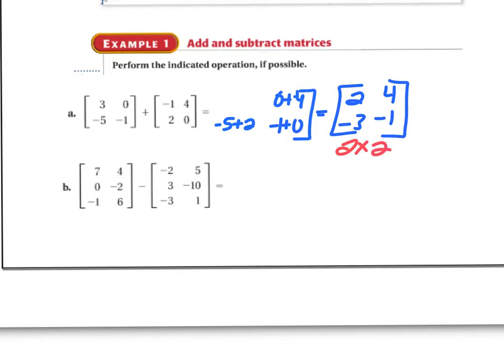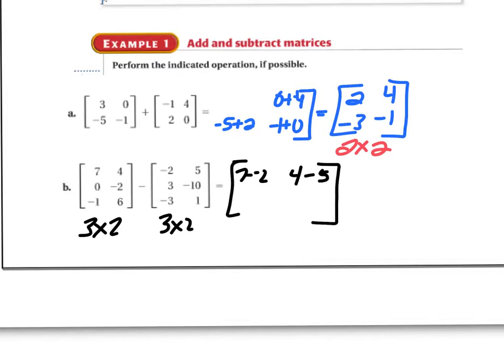We'll move right on and we'll do the second example B. Do a quick check and make sure they're the same dimensions. This is 3 rows by 2 columns, and this is 3 rows by 2 columns, so we certainly can add them together. And in between, my step is to take 7 minus a negative 2, 7 minus a negative 2, and then in my first row, second column, I'll get 4 minus 5. And get that set up.